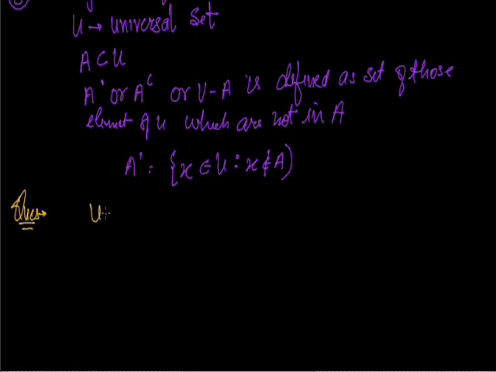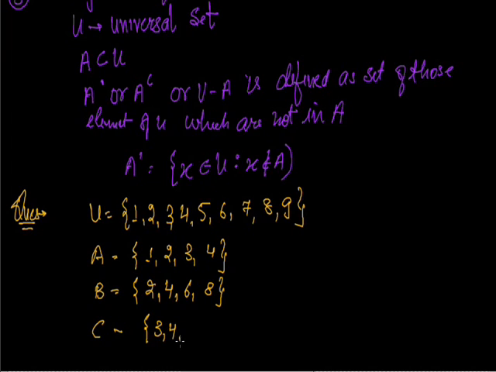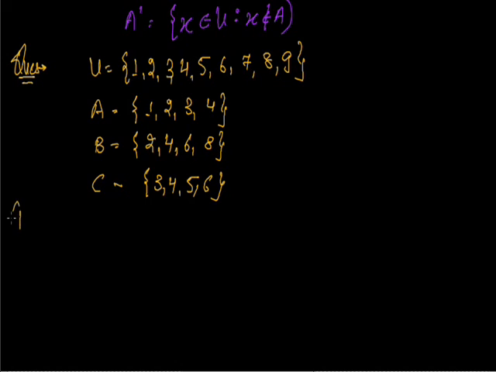In this, set U contains elements 1, 2, 3, 4, 5, 6, 7, 8 and 9. And set A contains elements 1, 2, 3, 4. Set B contains elements 2, 4, 6, 8 and set C contains elements 3, 4, 5, 6. First, the first question is we have to find the complement of A.